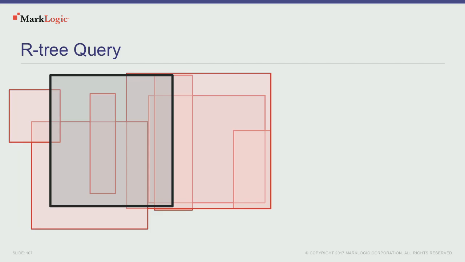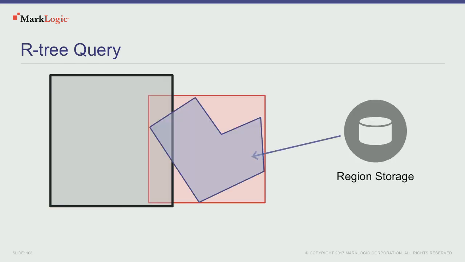Then we drill down further, and we say, okay, some of the boxes don't match, like this one over here can't possibly be a match, so we can eliminate it. And then we now have our set of candidate matches. For each one, we have to retrieve the region from storage and compare it with the query region and see if it matches or not. And in this case, it does match, right? We have an intersection.